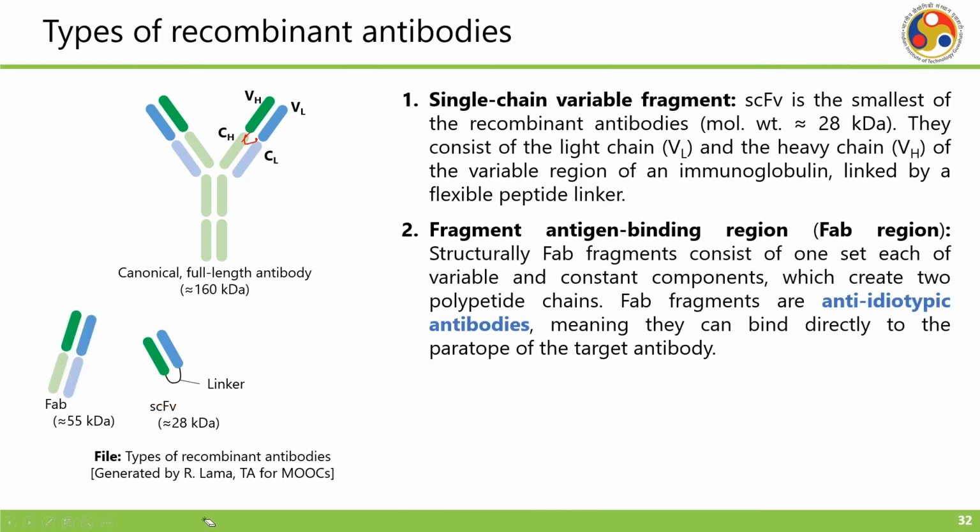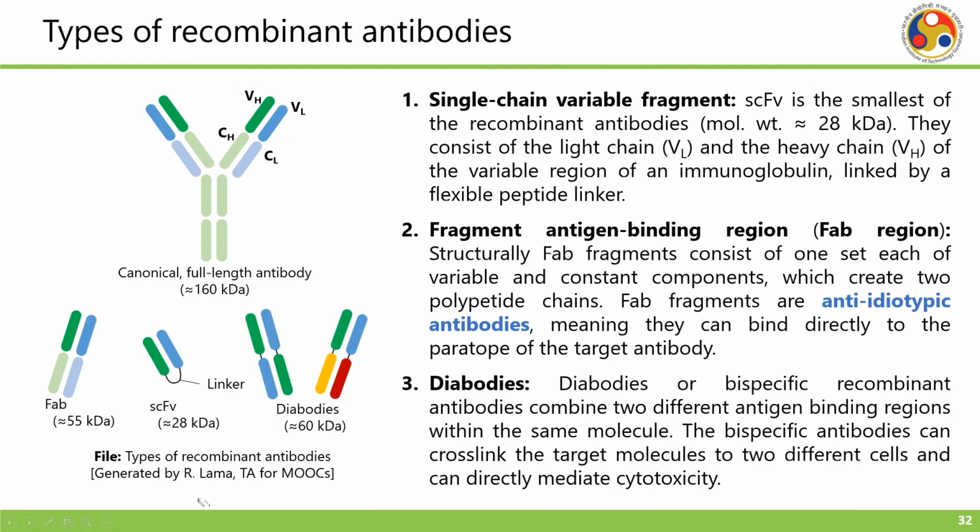Then you have the fragment antigen binding region, the Fab region. Structurally, Fab fragments consist of one set each of variable and constant fragment components, which create 2 polypeptide chains. Fab fragments are anti-idiotypic antibodies, meaning they can bind directly to the paratope of the target antibodies. So, when we are taking this entire thing, this is the Fab, which is roughly around 55 kilodalton.